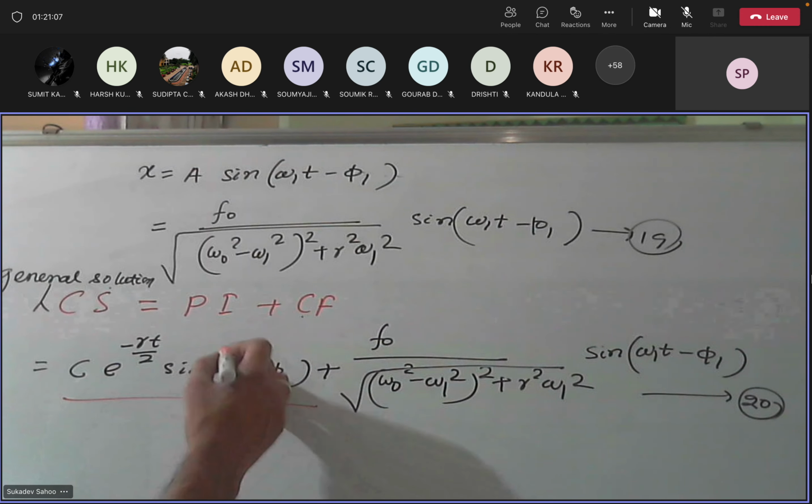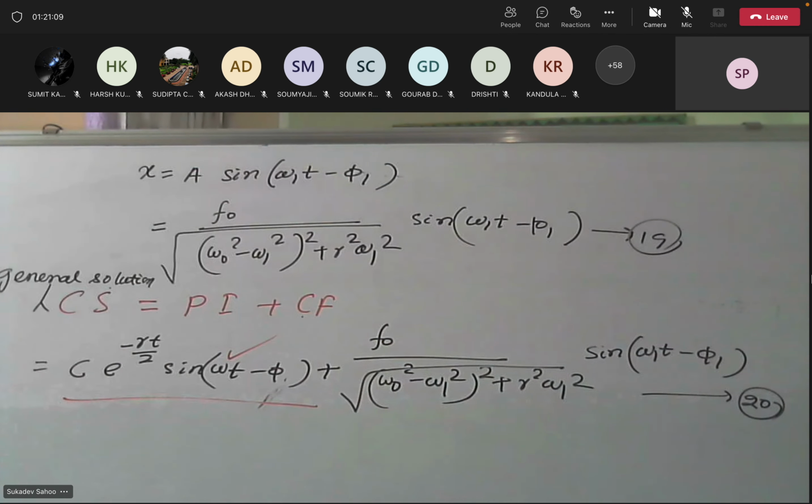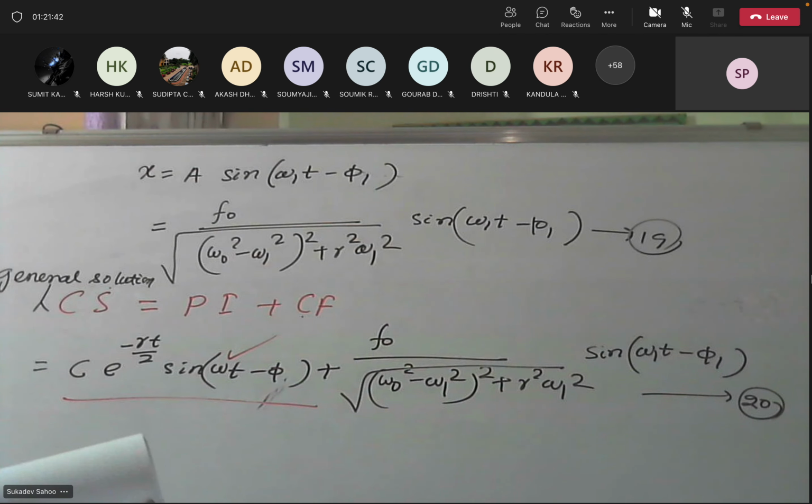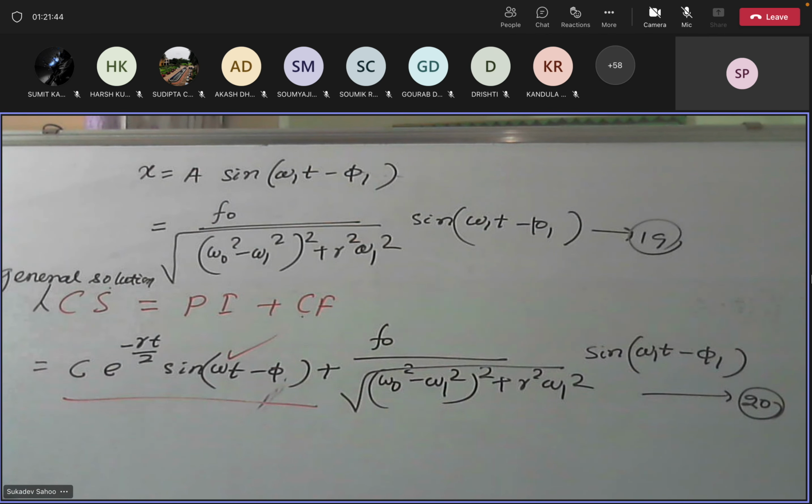The first term represents the free damped oscillations of a frequency omega given in equation number 10, and gives the transient state or transient solution. Now the second term represents the forced oscillations of frequency omega 1 and gives the steady state solution. Initially, both the oscillations will be present.